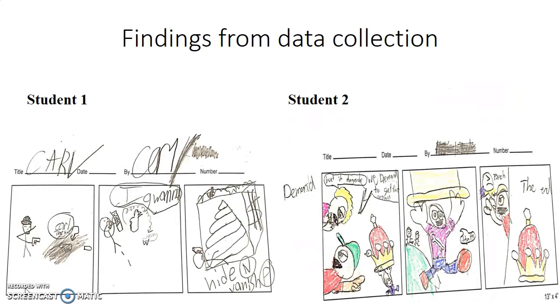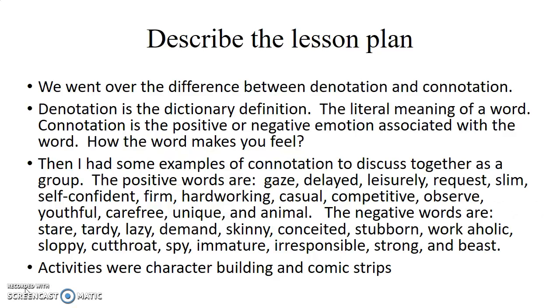This is my data collection from my lesson plan. They were supposed to draw a story and make up their own connotation, or they could use the connotation examples that we went over in class. Describe the lesson plan. We went over the difference between denotation and connotation. I gave them examples of connotations, and these are the examples that I gave. And the activities were character building and comic strips.